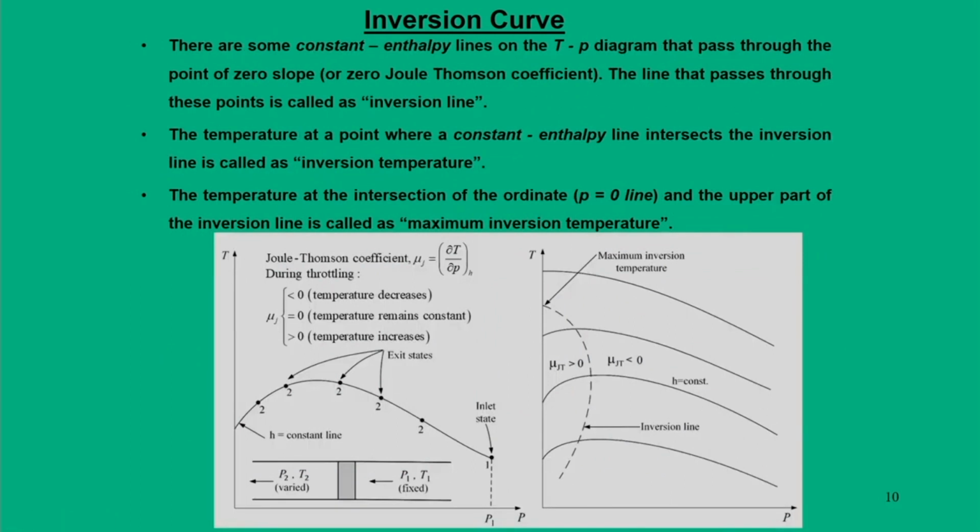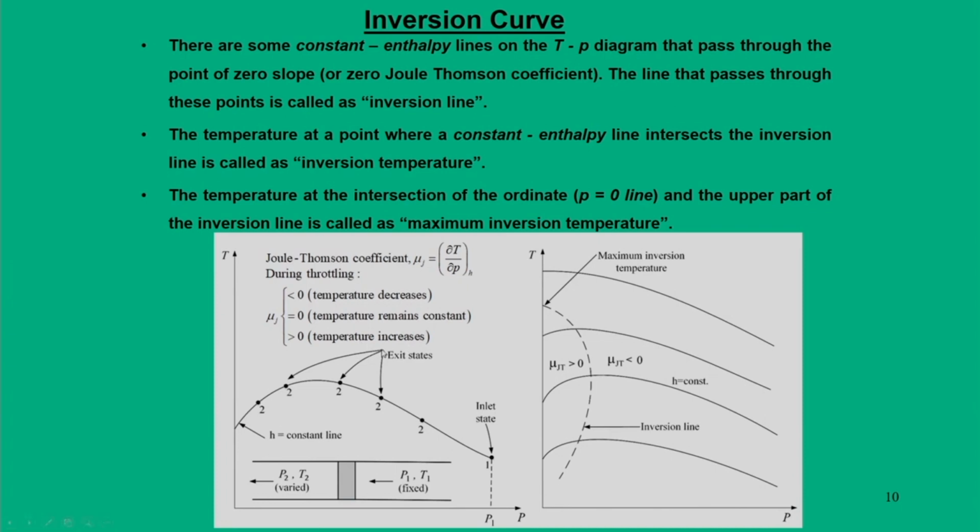Now, let us understand more closely this inversion curve. We are now going to introduce the inversion curve, or inversion lines. From a fixed initial condition P1, T1 to P2, we can get varied conditions P2 and T2, and we can put these curves in this manner on a temperature and pressure diagram. So when mu JT is less than 0, the temperature decreases; mu JT equal to 0, the temperature remains constant; with mu JT greater than 0, the temperature increases.